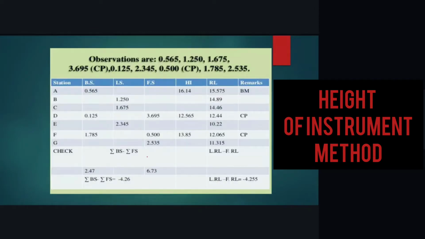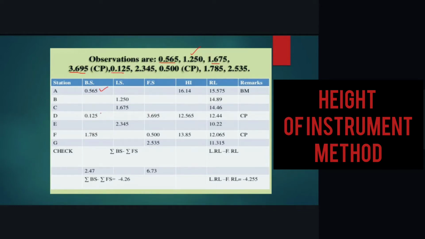Now we are going to make a table related to the readings which we have. So the first reading is 0.565. From here you can see the fourth reading is this one, so this will be the change point and will be considered as the foresight reading, and the readings between these two will be taken as the intersight readings, 1.25, 1.67. So these are the intersight readings.